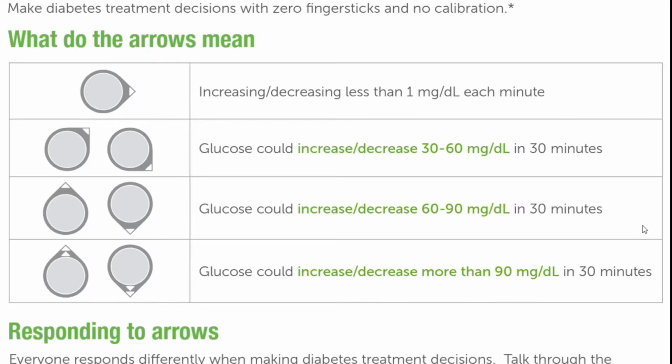Next, we have the straight up or straight down arrow, which means that your glucose could increase or decrease 60 to 90 milligrams per deciliter in the next 30 minutes. And finally, we have the increase or decrease a whole lot line, and that is 2 arrows down or upwards, and that means that your glucose could increase or decrease more than 90 milligrams per deciliter in the next 30 minutes.